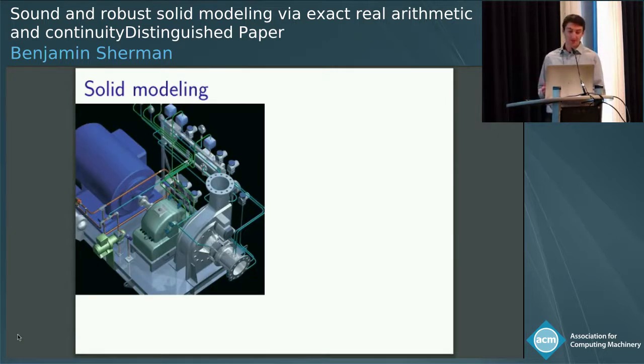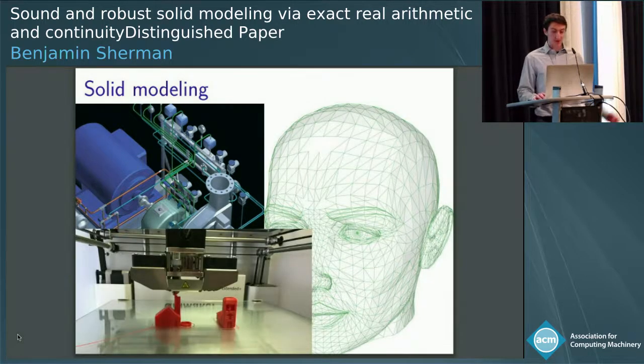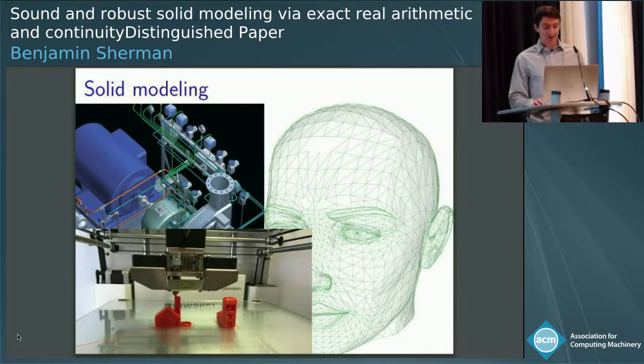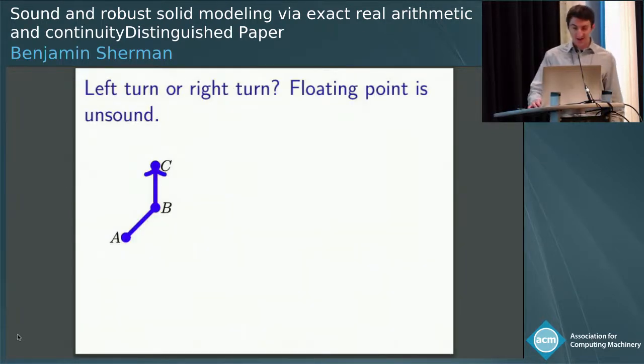So solid modeling is about the computer representation and manipulation of shapes. That could be used for computer-aided design, for designing mechanical parts like this, for computer graphics, and for 3D printing. The standard practice here is to define geometric algorithms, basically pretending that we have real numbers, but then using floating point to implement it. And that is unsound. Here's an example of that.